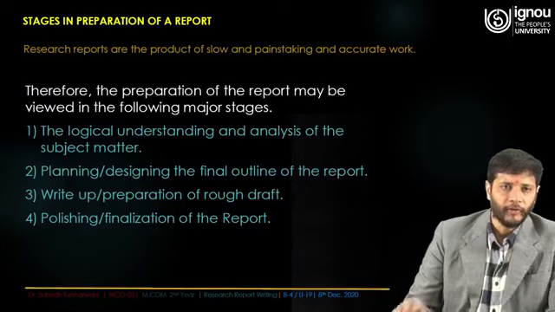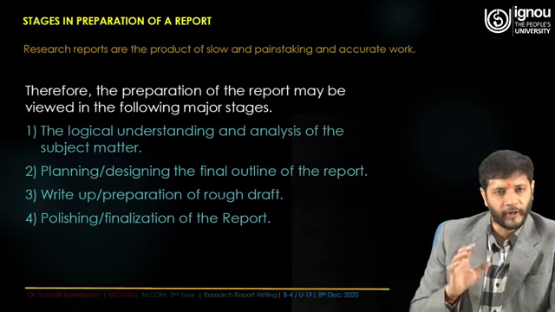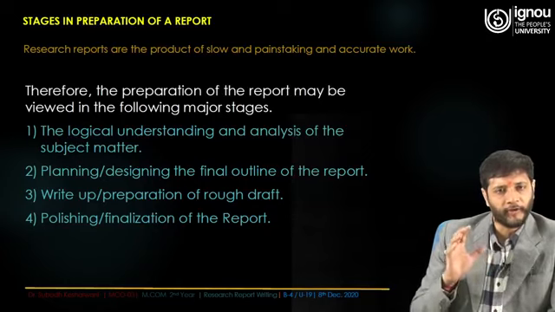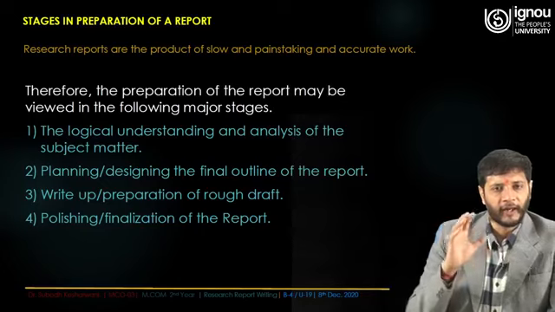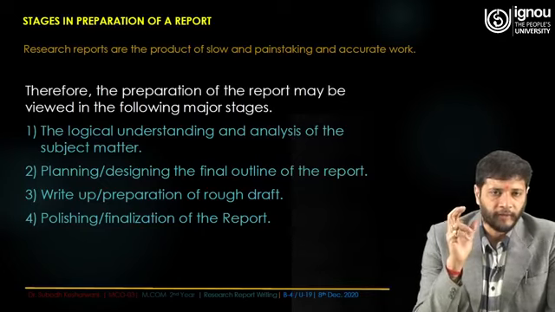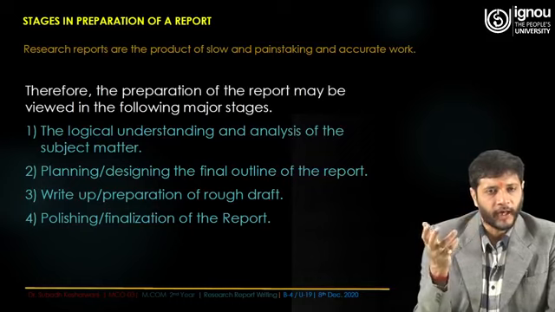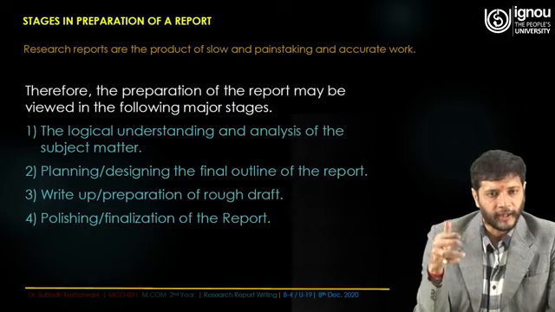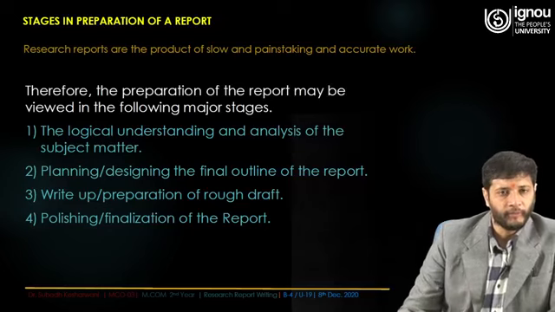If we talk about the stages in preparation of a report, research reports are the product of slow, painstaking and accurate work, and the preparation of the report may be viewed in the following major stages: the logical understanding and analysis of subject matter, planning and designing the final outline of the report, write-up, preparation and rough draft. Because if you are not going to prepare the rough draft, if you're not going to read the proof, when you finalize the report, the write-up needs to be written, and the proofs or the rough draft need to be cautiously checked in a routine manner. So you have a first draft, second draft, a third draft, and these rough drafts can enhance the report credibility. So finalizing the report is there.